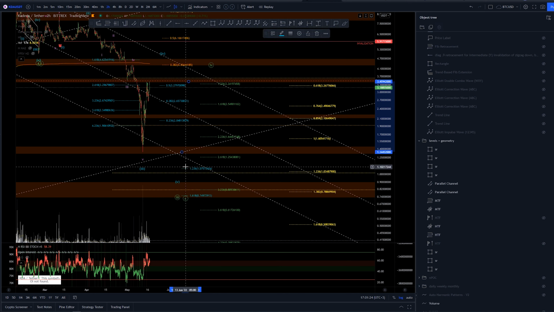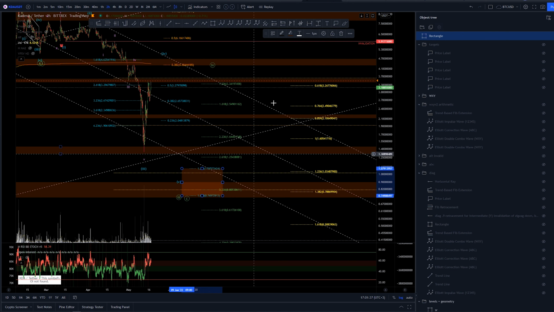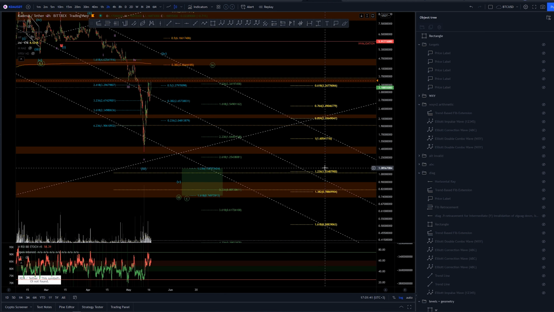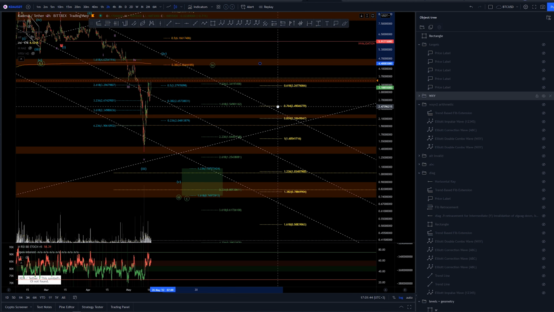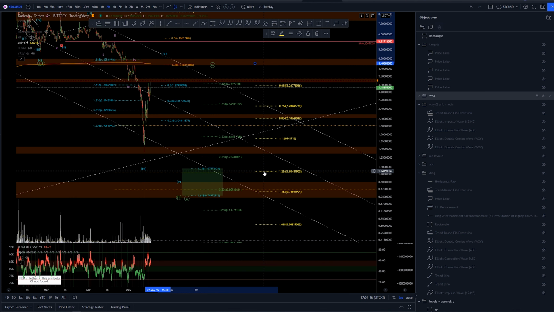Now this is again the inverse wave 4, looking for the targets for the 5th, and this is the box we are looking for. So let me highlight that area with the green. On higher time frame, again this is the minor count. We are looking for this area as well.